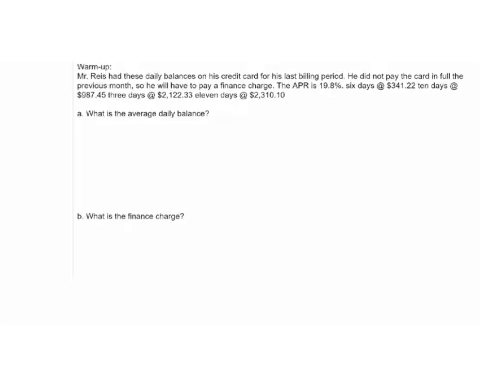So to do that, as I'm sure you're well aware, we have to do a little bit of work. We have to multiply the days times the balances. So we would have 6 times 341.22. And if we multiply that out on our calculator, we get $2,047.32.